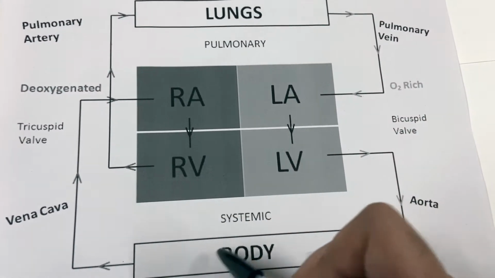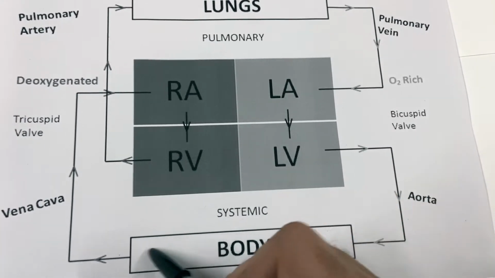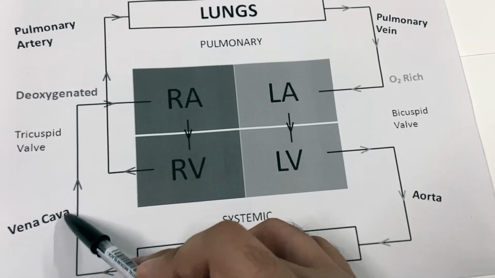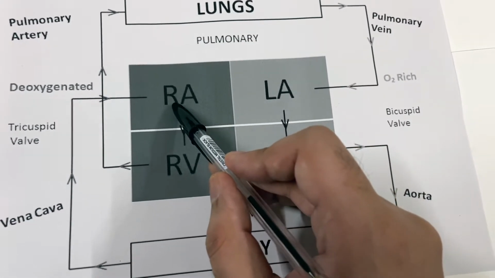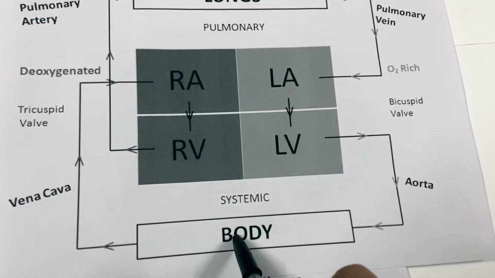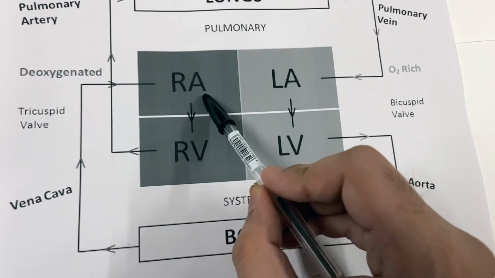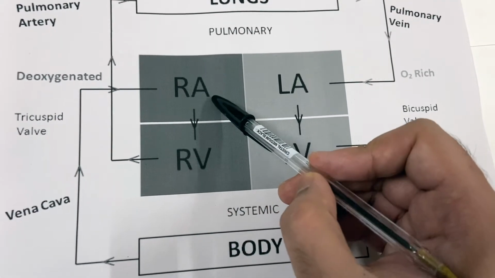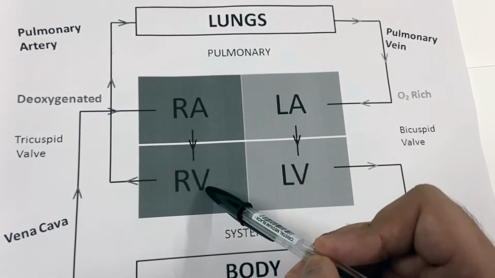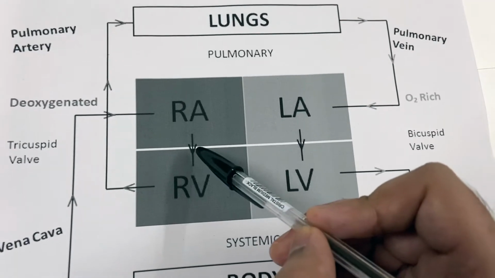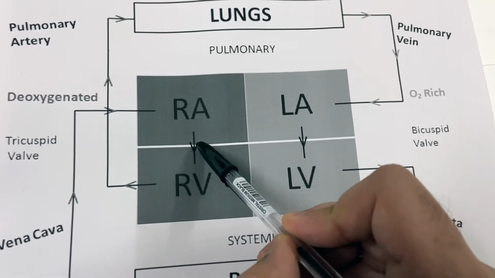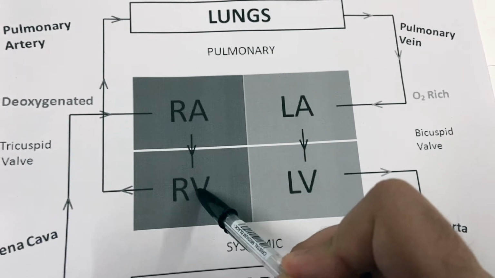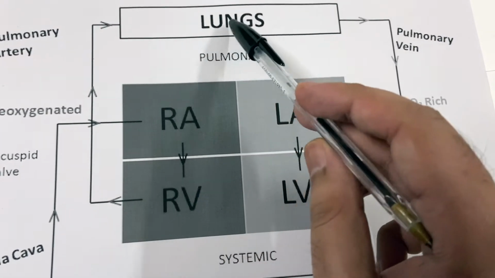First of all, deoxygenated blood from the body is carried through vena cava into the right atrium. So deoxygenated blood from the body enters the right atrium through vena cava. Now, through the right atrium, the blood moves into the right ventricle. Here is present a tricuspid valve. From the right ventricle, the blood moves into the lungs.